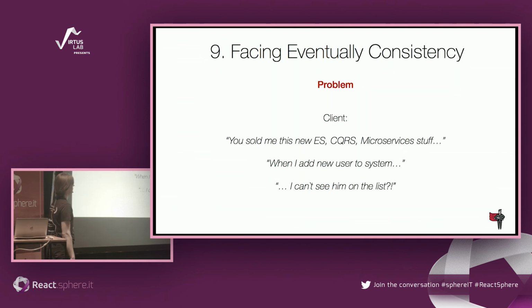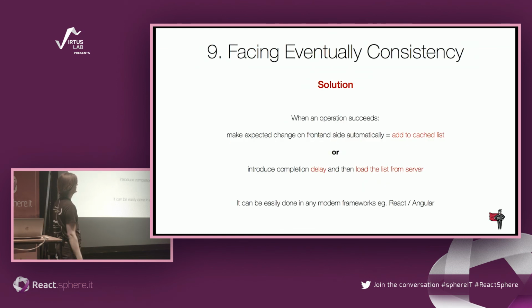And facing eventual consistency: the client says, you sold me this new event sourcing, CQRS, microservices stuff, and there is a typical problem which I explained before. When I add a new user to the system, I have created it, but when I go to the list, I cannot see it, because the aggregate root has persisted the event, but it takes time for a read model to update the list. So there are two simple solutions to solve this problem.